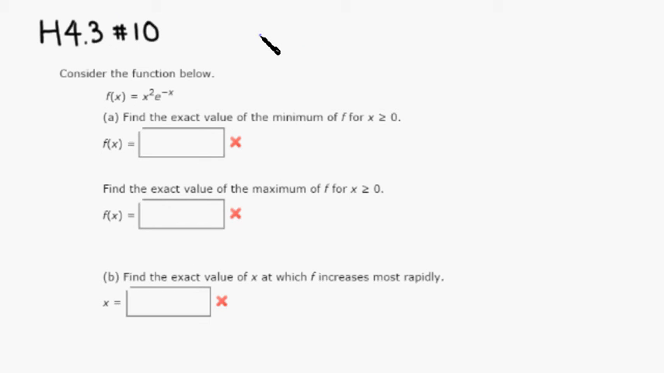So we take the derivative. f prime of x is equal to the derivative of the first guy, 2x, times the second guy, e to the negative x, plus the first guy, x squared, times the derivative of e to the negative x, which is e to the negative x times negative 1. If you clean it up, I'm going to put the e to the negative x first.